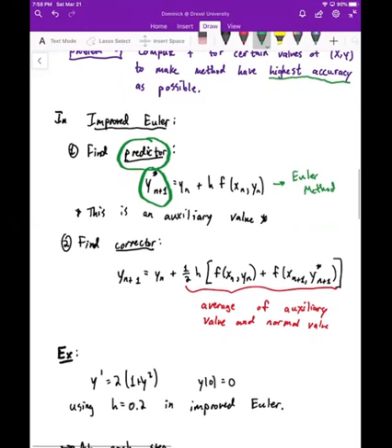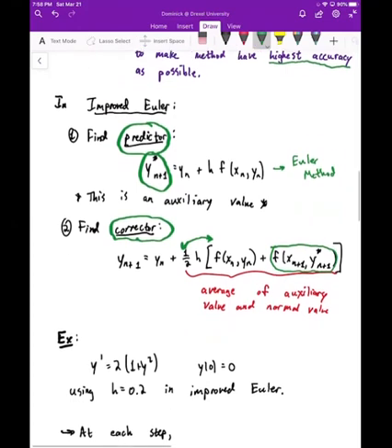Now, once we have that predictor value, we then find what's called the corrector. What you're doing is taking an average. So you see you have this 1/2, and then this average of the one that you would normally use, f of x n, y n, and also this term, which is coming from that auxiliary value, the predictor that we just found in the previous step. And that's going to refine your accuracy a little bit.